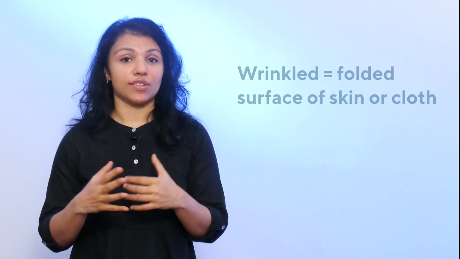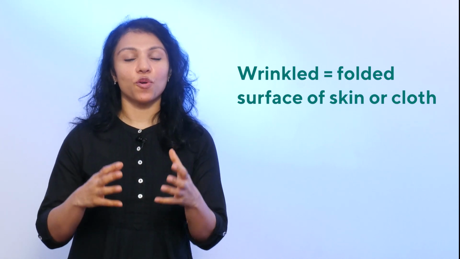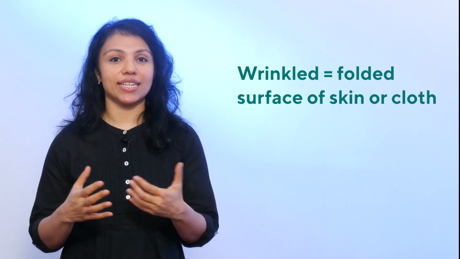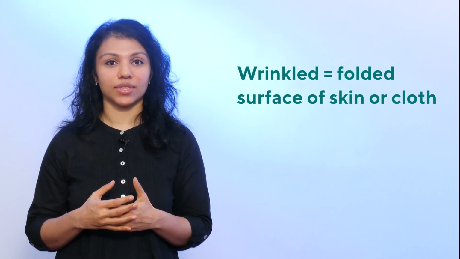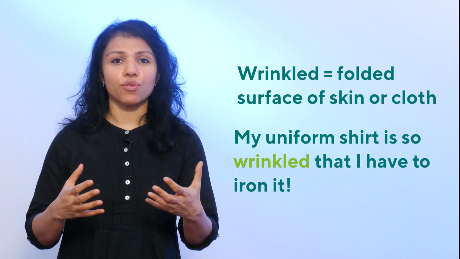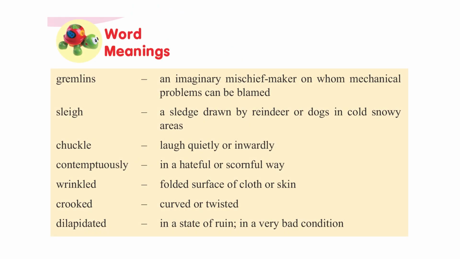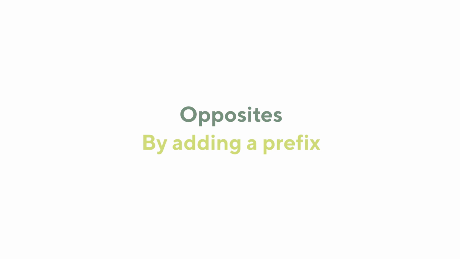Another word that I would like to mention now is wrinkled. The meaning is folded surface of skin or cloth. Let's use that in a sentence. My uniform shirt is so wrinkled that I have to iron it now. Now go ahead and read all those words and the meanings and try and use them in sentences of your own. This is very important. That is how these words are going to stick in your memory and be part of your vocabulary.